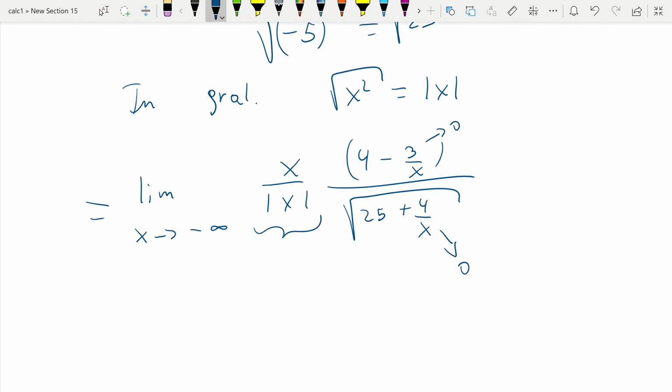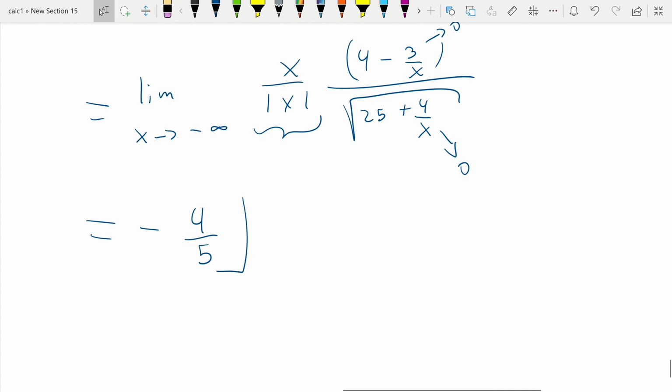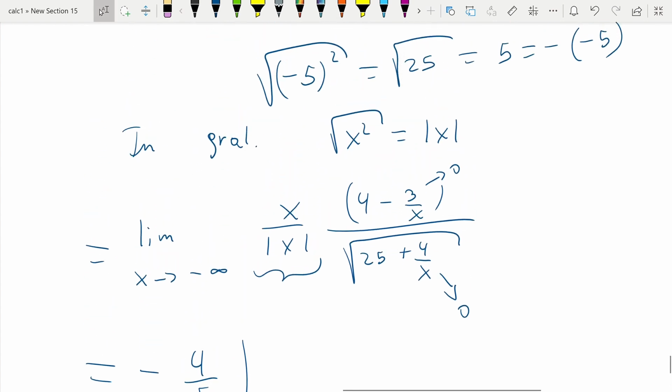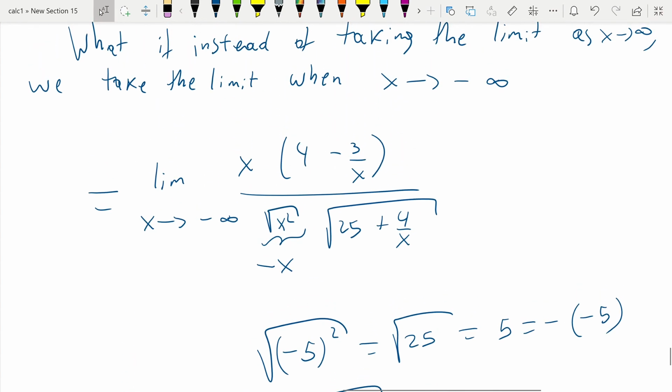But this depends on whether you're going to plus or minus infinity. If you're going to plus infinity, the absolute value of x is just x. If you're going to minus infinity, it's equal to minus x, so you get a negative sign. So in this case, we get minus 4 over 5 instead of 4 over 5, which is what we got before. And so you need to pay attention, especially when taking square roots, whether the limit is at plus or minus infinity.